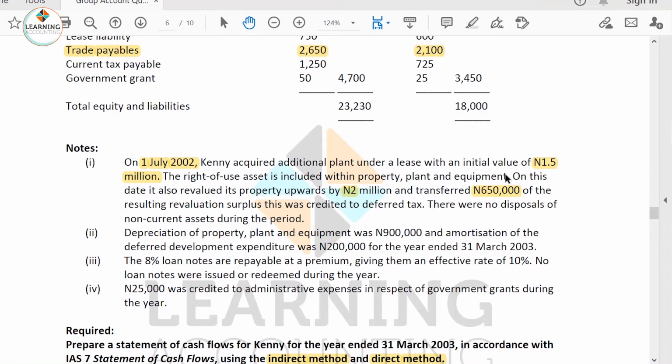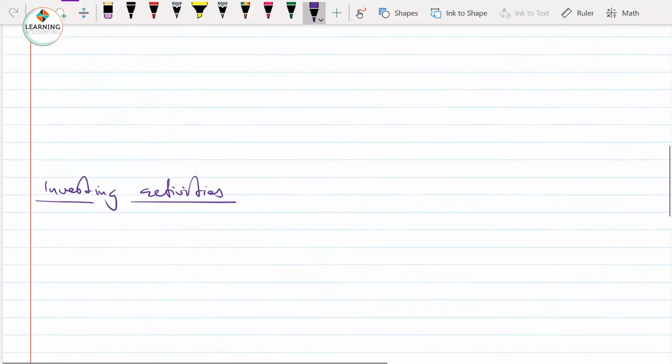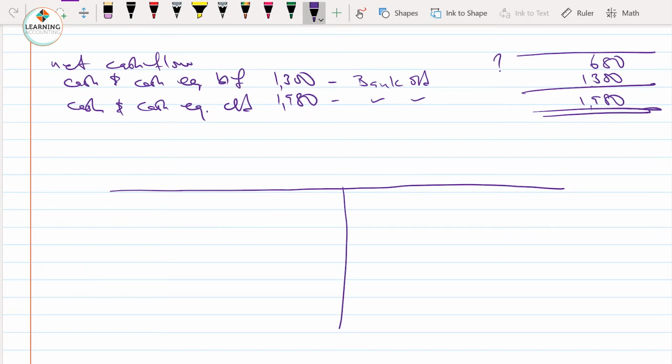So what do I recommend? Okay, I'll go old school. I'll do a T account for that. So we have a T account here for PPE. Now, because it's an asset, the balance brought forward will be on the debit side, while the balance CD will be on the credit side.